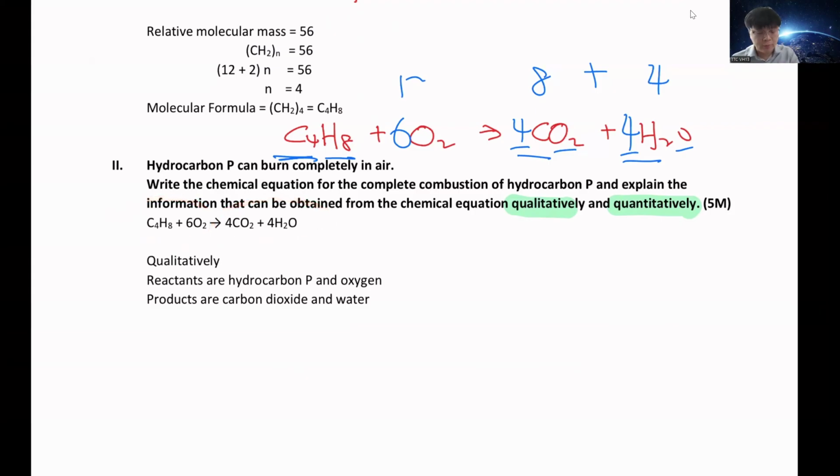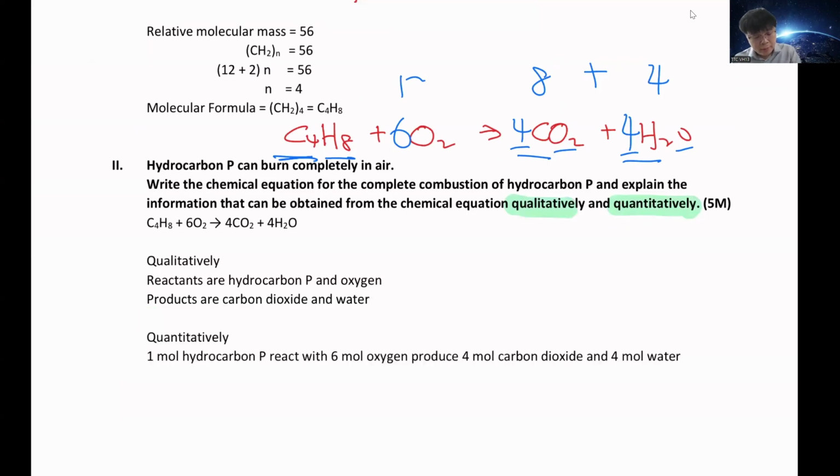Okay, this is qualitatively. Here you don't need to mention the solid, liquid, gas, or aqueous because your equation does not have the information. Then quantitative means how much is the number. The number we have is 1, 6, 4, 4. So you write 1 mole, 6 mole, produce 4 mole and 4 mole of water.